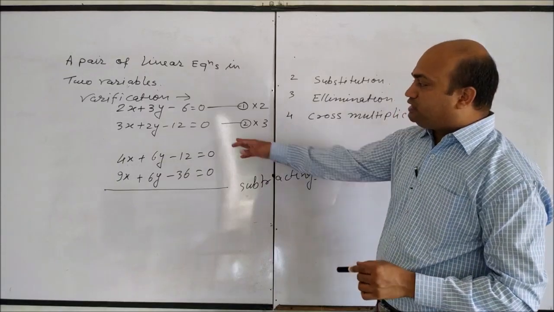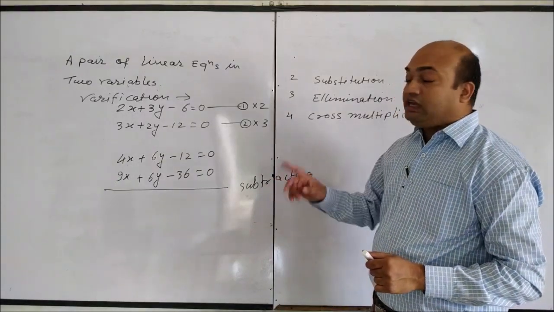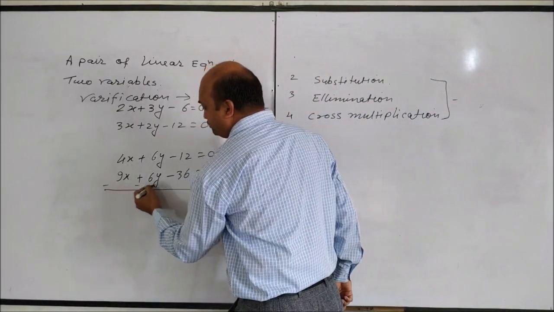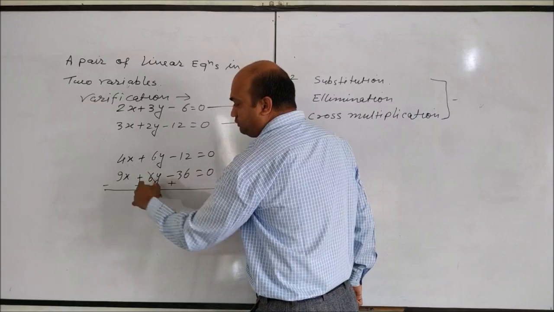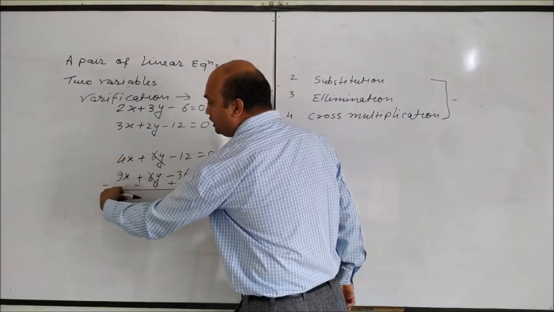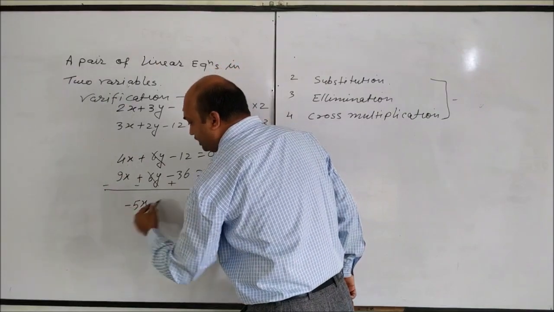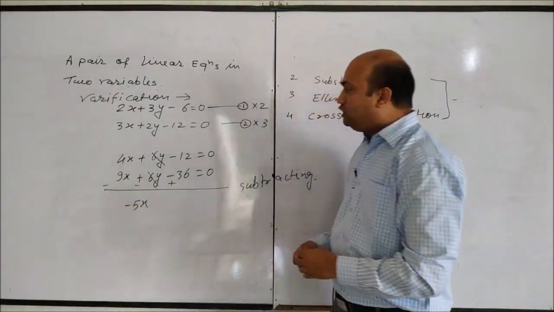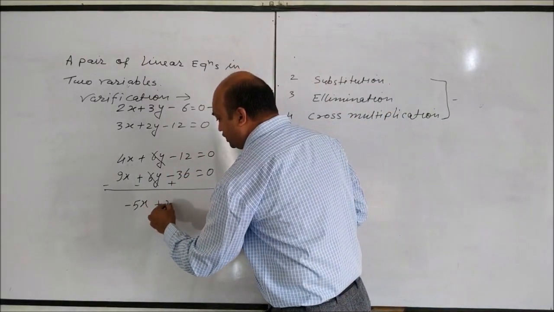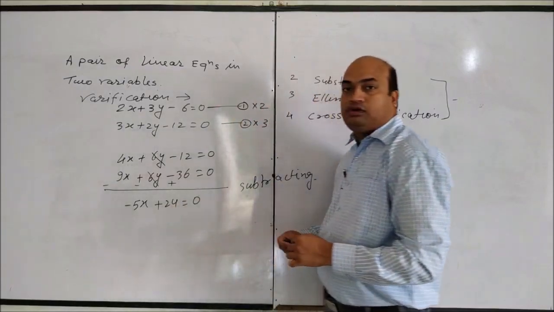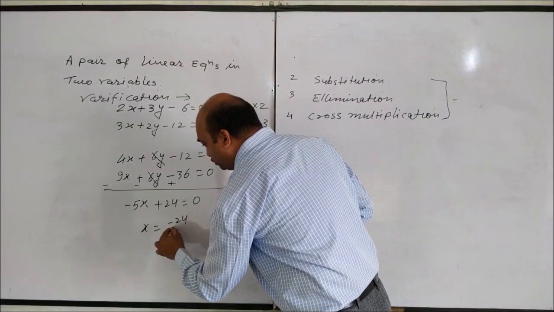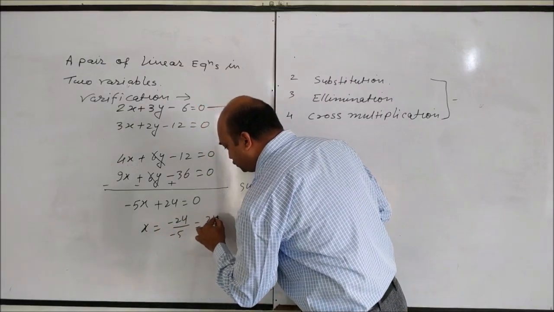If you want to subtract the two equations, then the sign of the second equation you have to change. This 6y negative and this 6y positive will cancel out. 4x minus 9x is minus 5x, and minus 12 plus 36 is plus 24. So x we get minus 24 by minus 5, that is 24 by 5.